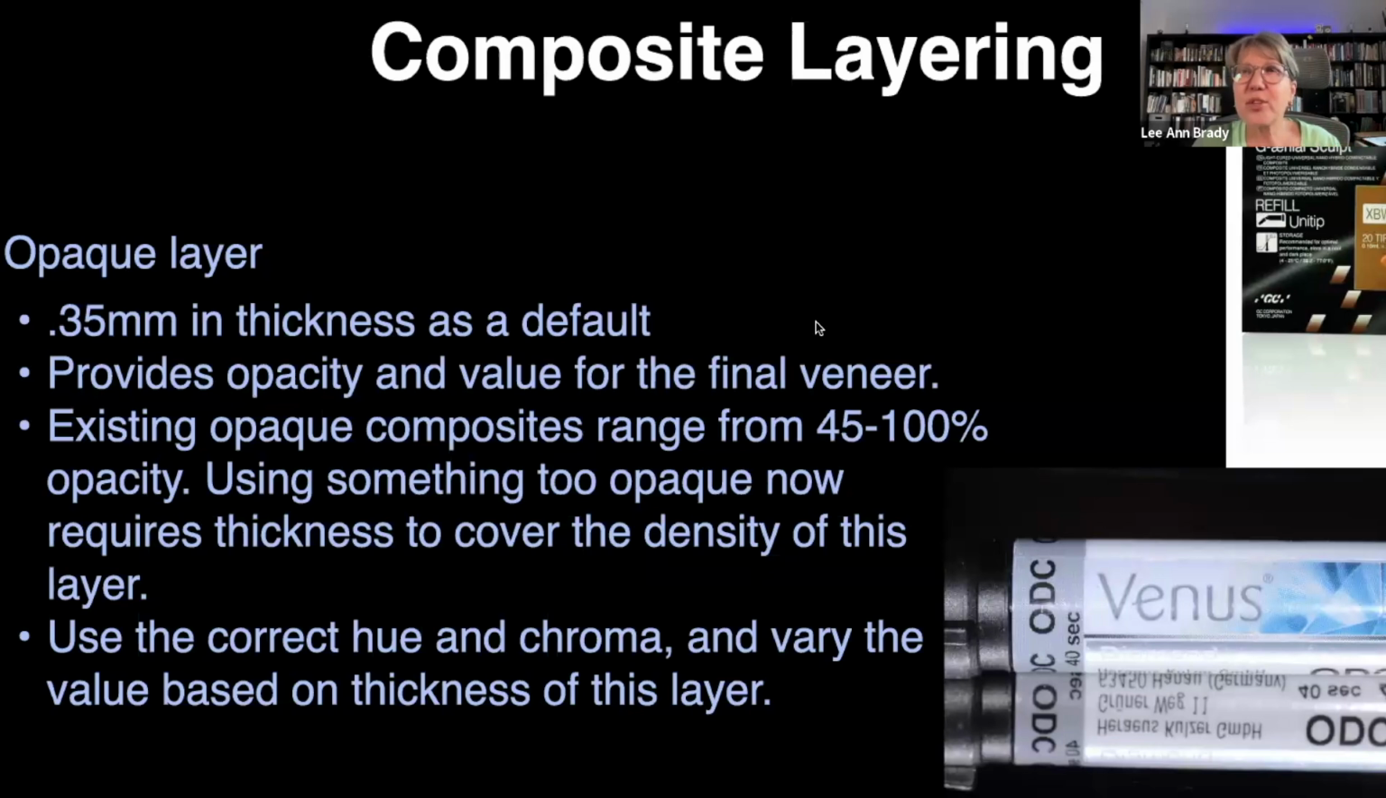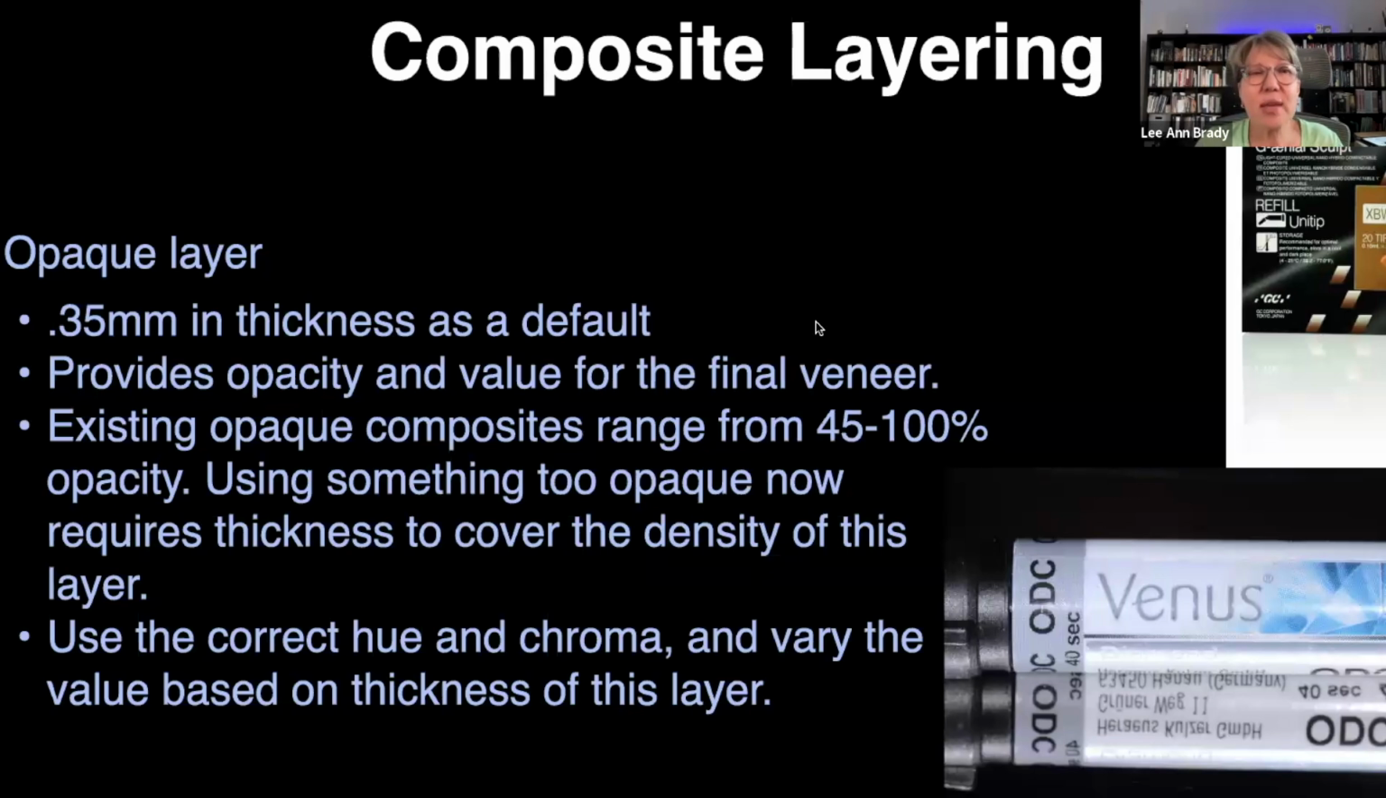Okay. This could be an actual opaque composite. So I'm showing you here one of my favorite opaque composites, which is from Venus Diamond, and they call them their opaque chromatic shades. In the Gradia Sculpt system, it could be one of the opaques or one of the bleach shades. And in the Empress Direct system, it would be the actual dentin composite. In Filtek Supreme, it would be the body composite. It's going to go all the way on the lingual side of the preparation, and it needs to be within the confines of the final restoration.